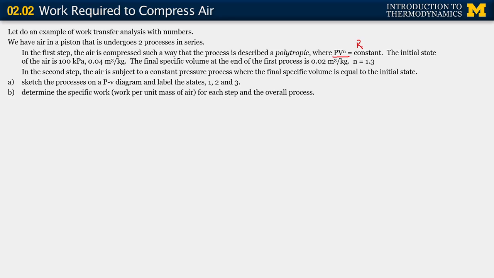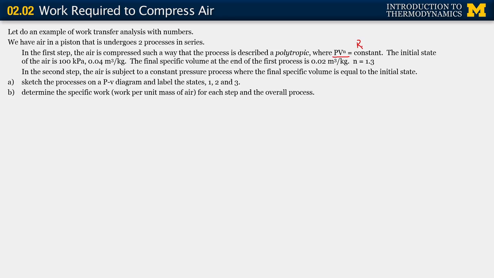So we have an initial state. We're going to use real numbers now, where air is at 100 kPa, so that's about atmospheric conditions, and it's going to be contained in a volume with a specific volume of 0.04 meters cubed per kilogram. The final specific volume at the end of the first process is 0.02 meters cubed per kilogram, and we're told that the power for the polytropic process, n, is equal to 1.3. Okay. So we're going to compress the air from one specific volume to another. We know an initial pressure. We don't know anything else about the final state other than the specific volume.